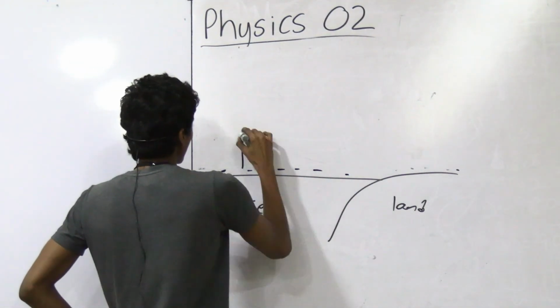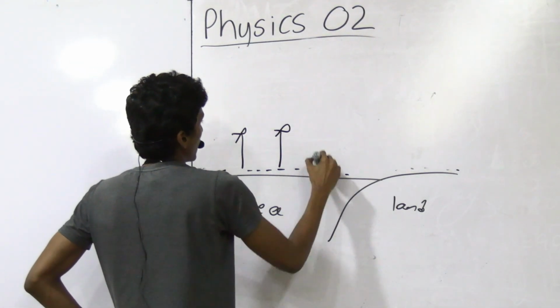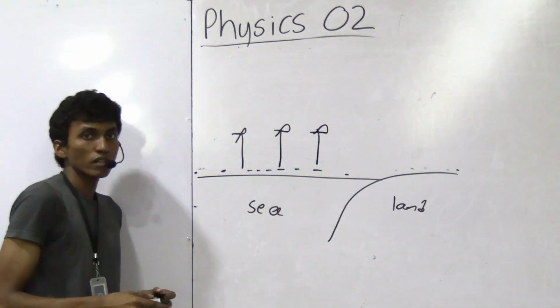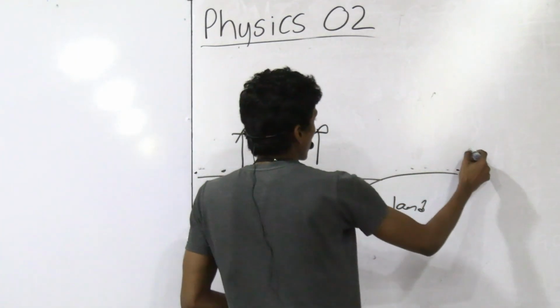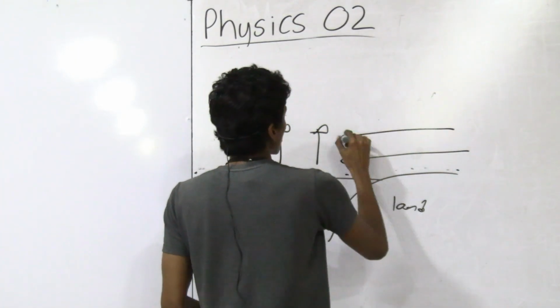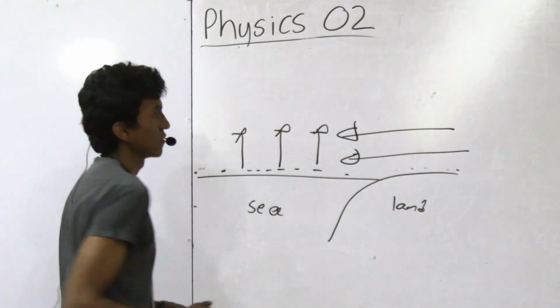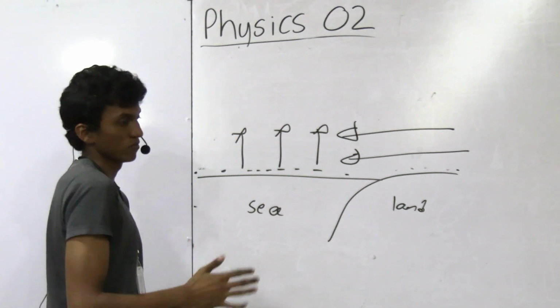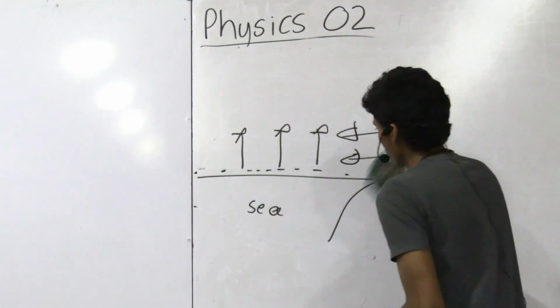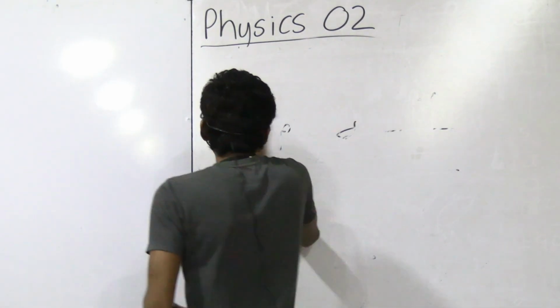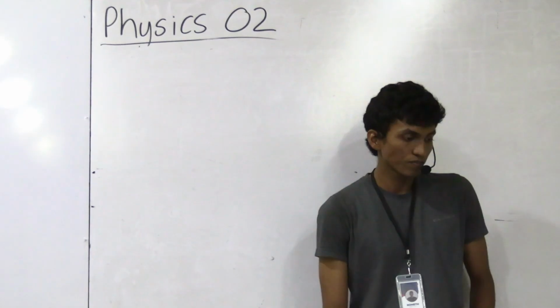So air particles here get heated up, and when they get heated up, their density decreases and they move upwards, and colder air from the land moves into the sea to replace them. Yeah, that's the basic definition of sea breeze and land breeze. So statement A is false.